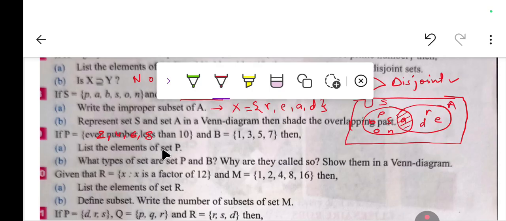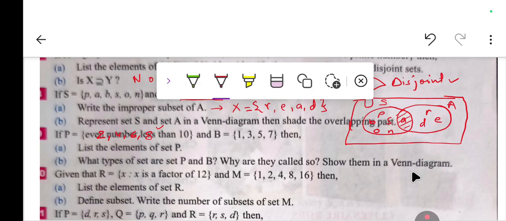List the elements of P, that I have listed over here. B is over here. What type of set are set P and B? So set P and B are disjoint because none of the elements are common. Why are they called so? Because none of the elements are common, as I have said.